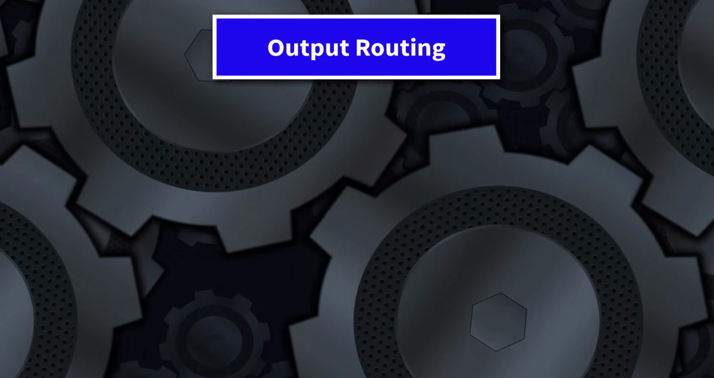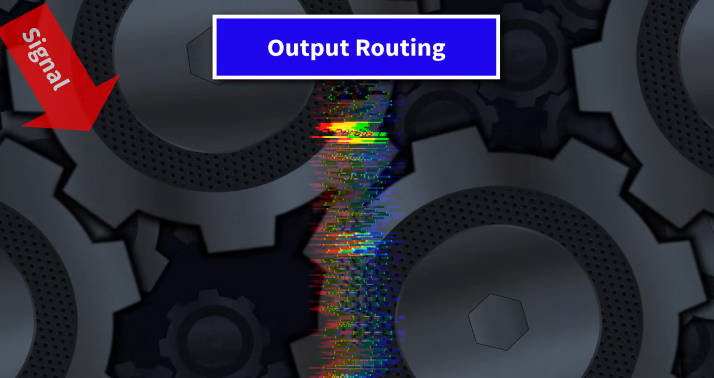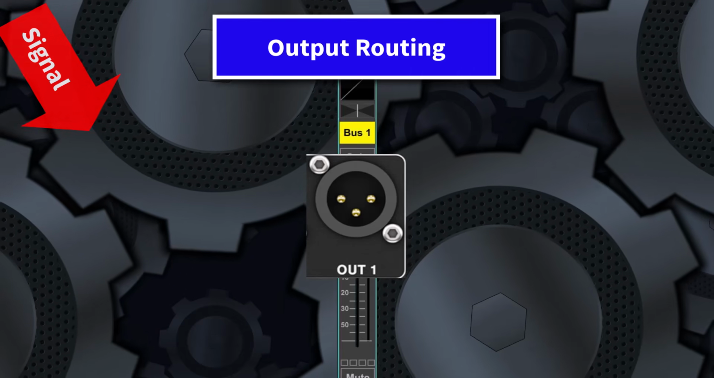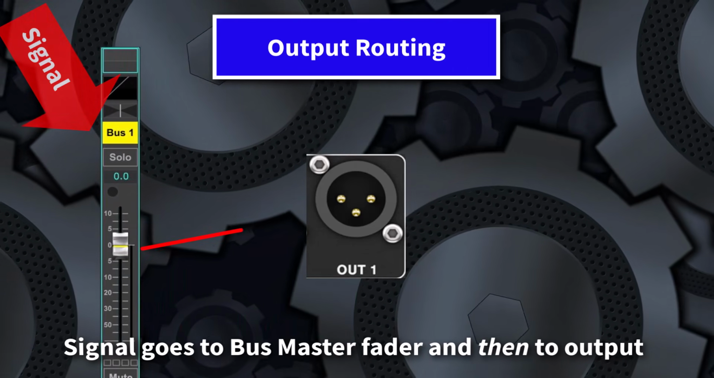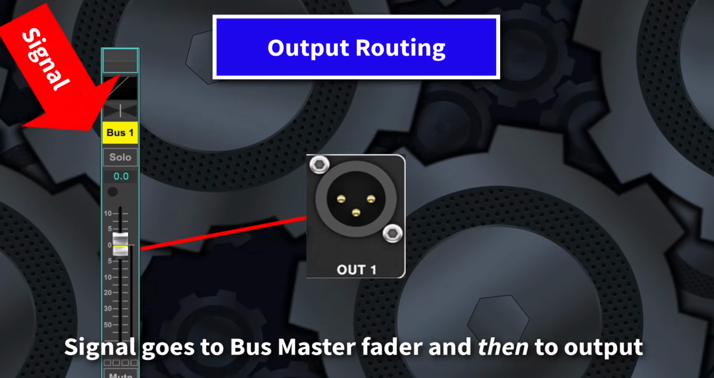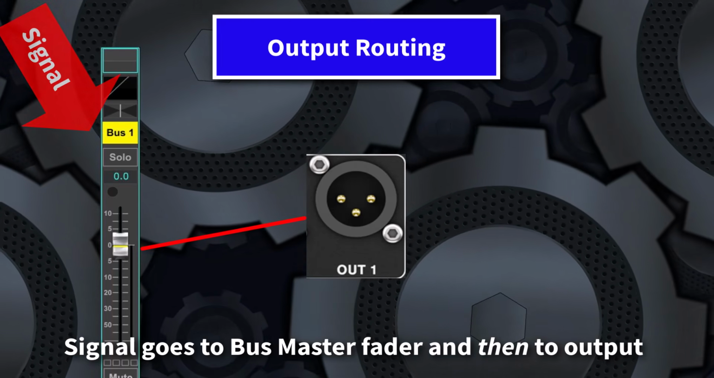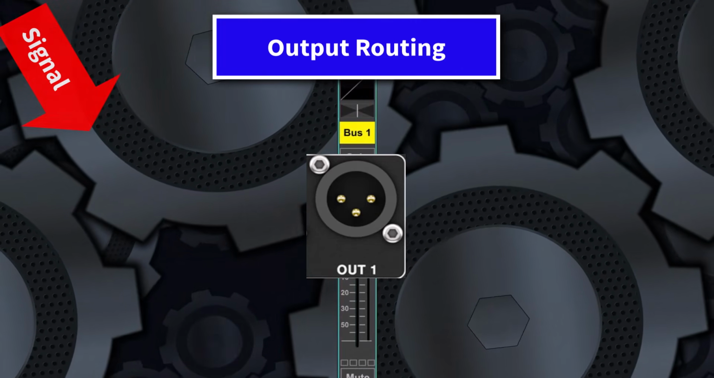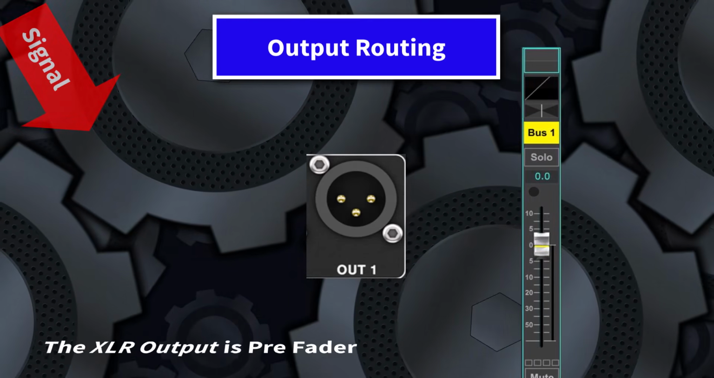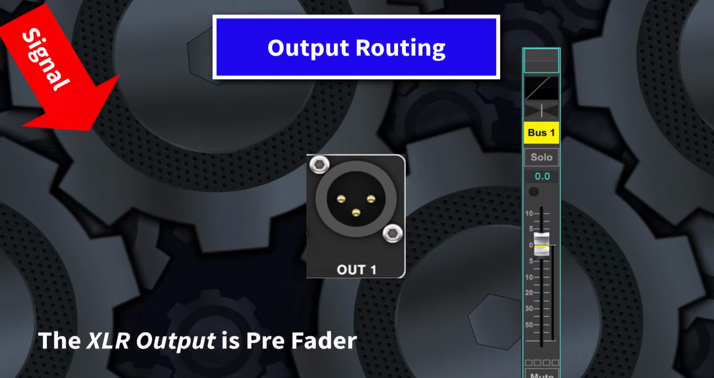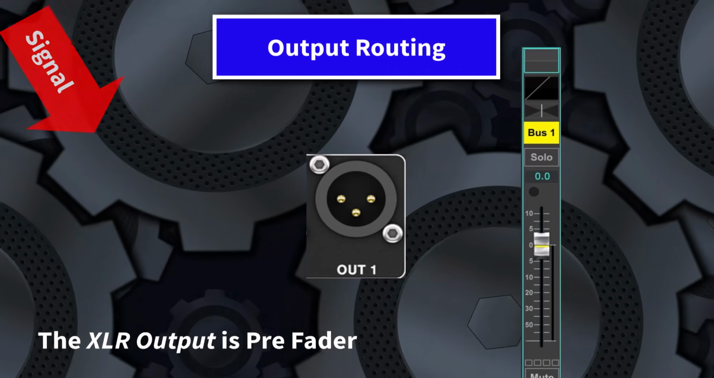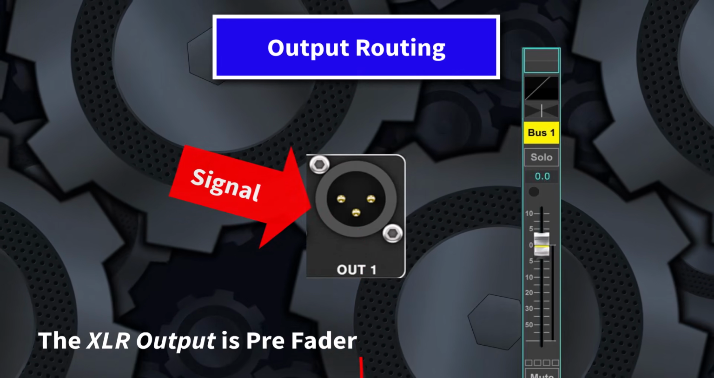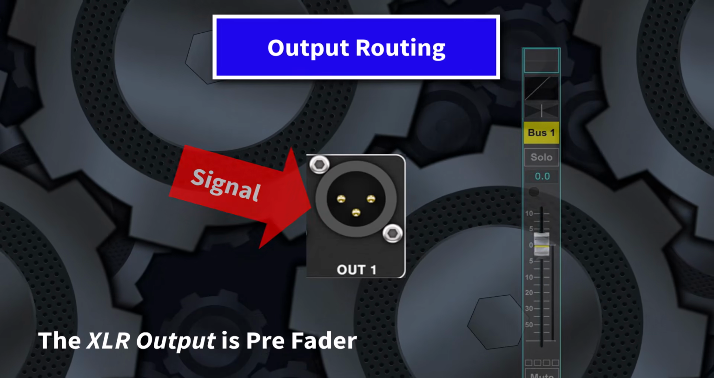We're in the output routing section here. This is our output fader. This is our XLR output. If we set it to post fader, then our physical XLR output will be after the fader. We then have a master fader for that output. If we set it to pre, then our physical XLR output will be before the bus output fader. Therefore, the output will get its signal before the signal even passes through the fader. We won't have a master fader for that bus output.